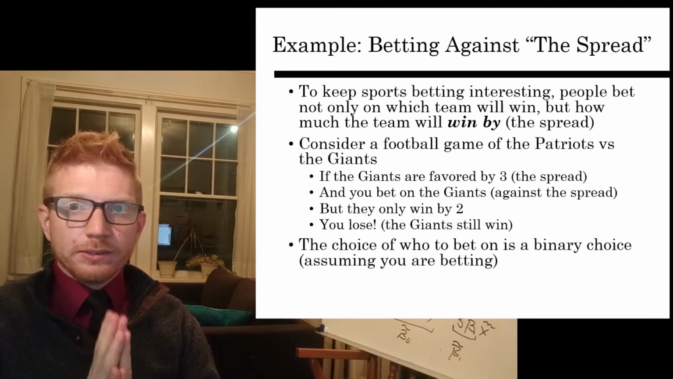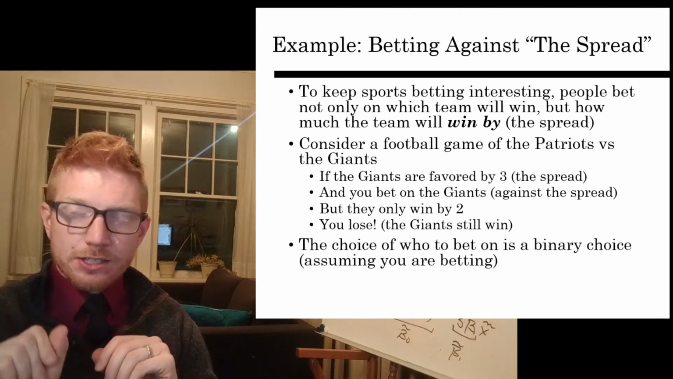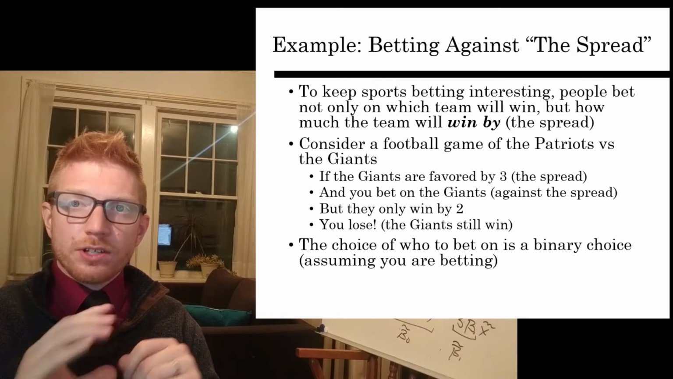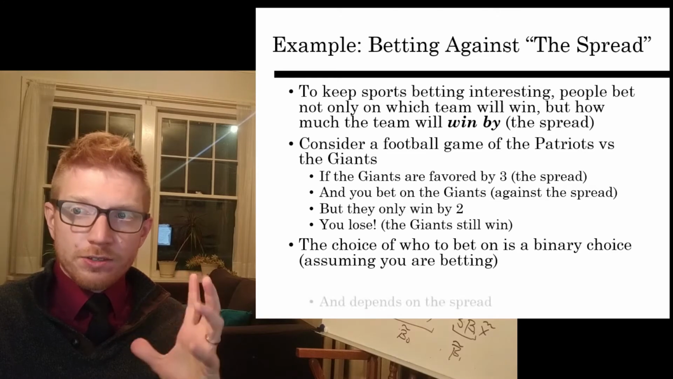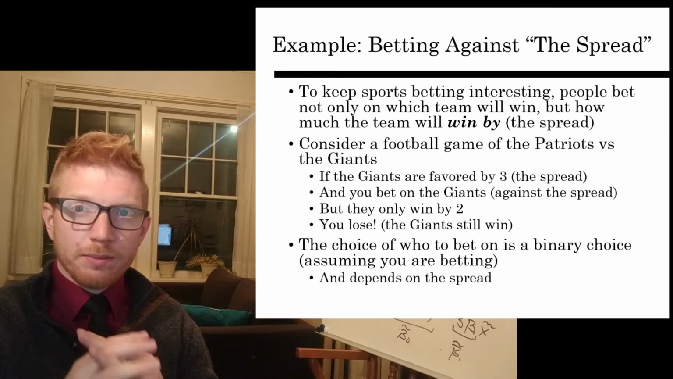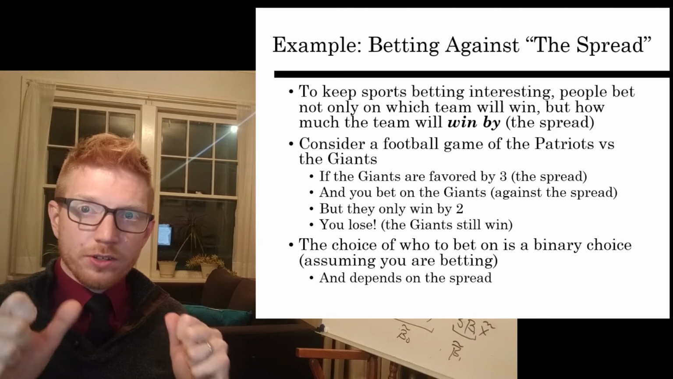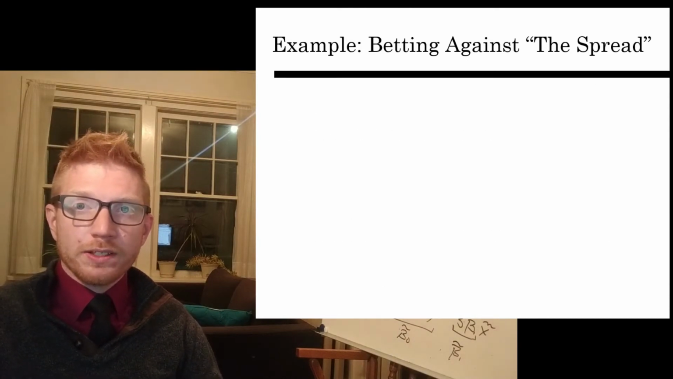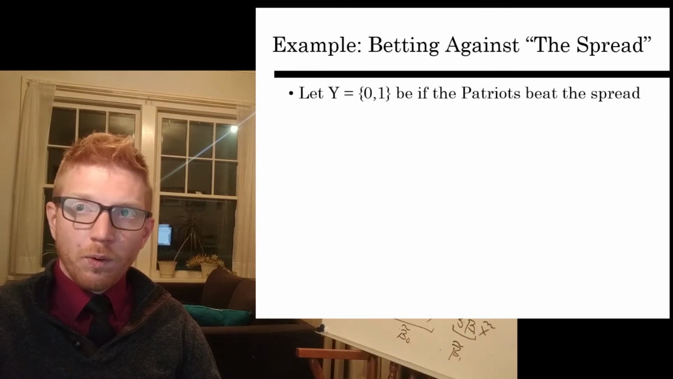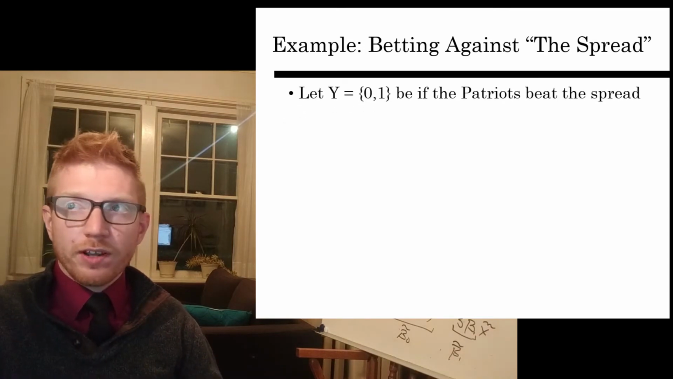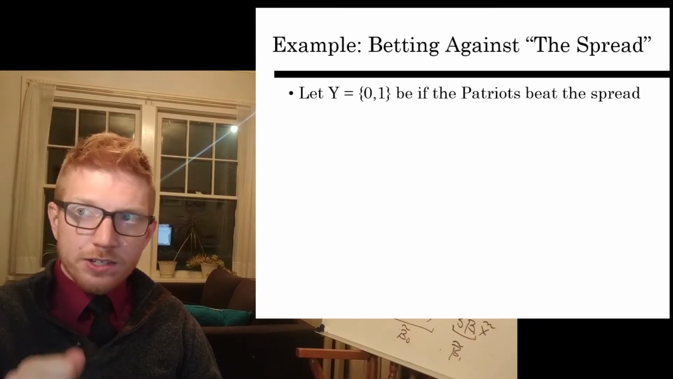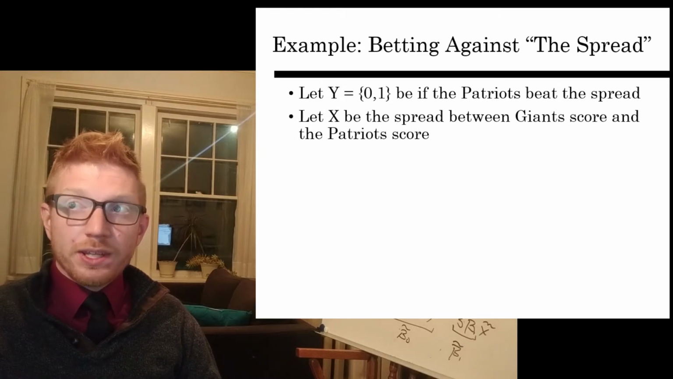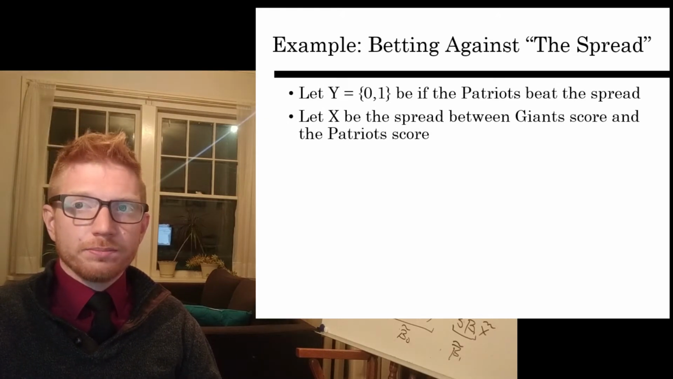Your choice to bet on, whether or not to bet on the Giants covering that spread, assuming you are betting, is going to depend on the spread. And that's how we're going to think about this example here. We're going to have our y, do you bet on it, and our x, as to what exactly the spread is. So let y be 0 and 1, a binary variable, to be if the Patriots are beating the spread. X is going to be the spread between the Giants score and the Patriots score.